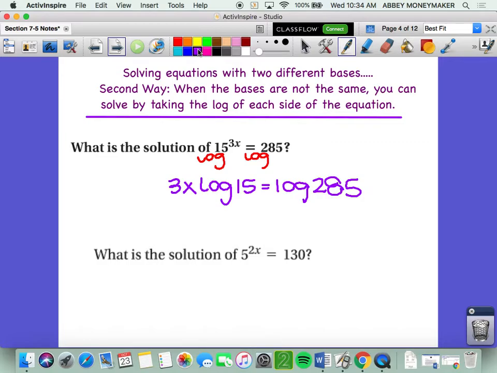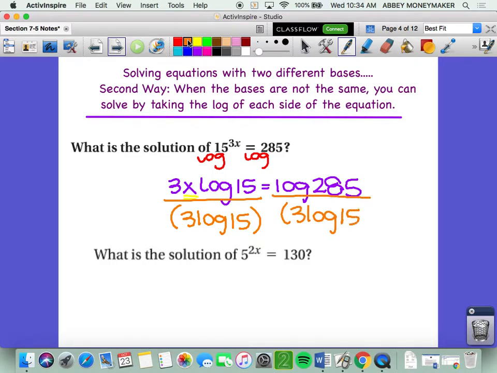Now, this is really nice. I'm solving for x. I've got to get everything away from x. How do I do that? I'm going to divide by the 3 and the log of 15. Divide by the 3 times the log of 15. So now, get your calculator, and let's type this in.